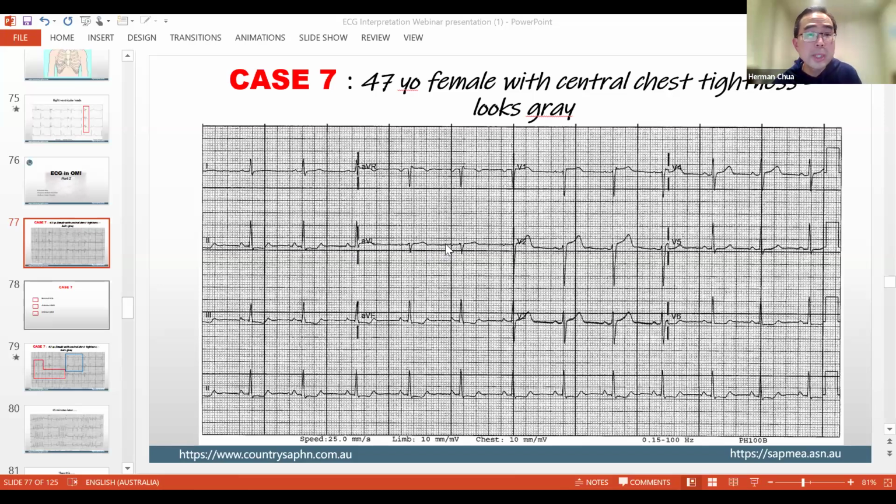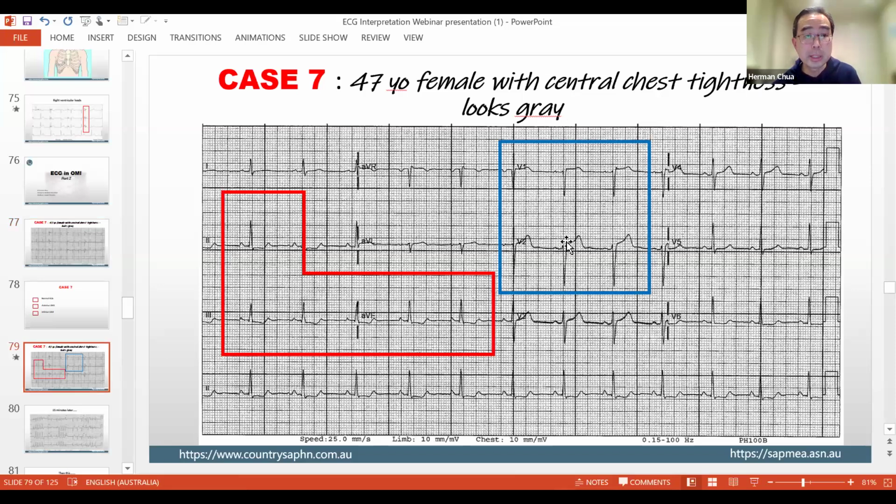Well, probably it hasn't appeared just yet, but what has appeared is those reciprocal changes. So let's see what happens next to this patient. The answer to this is actually an anterior, supported by the fact that there is definitely reciprocal change in the inferior leads.